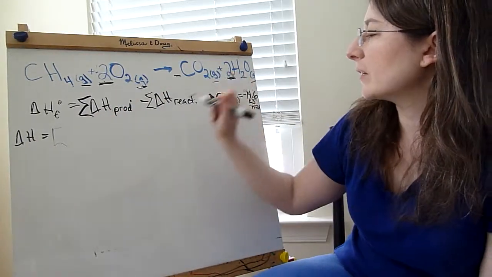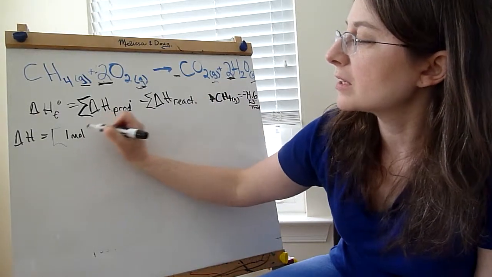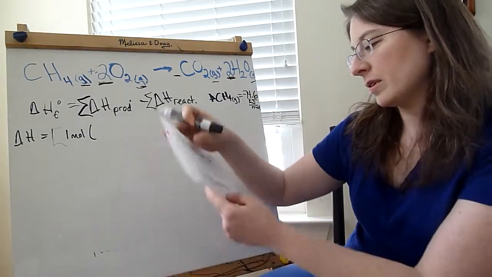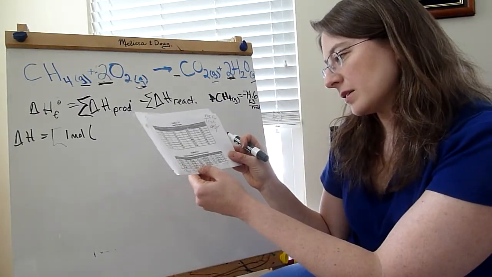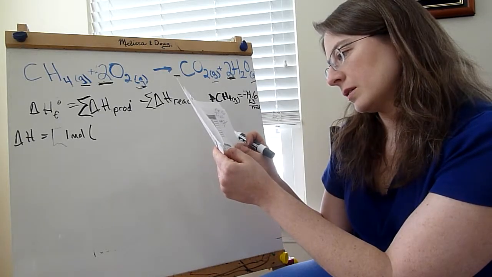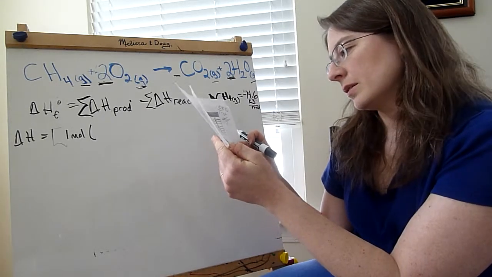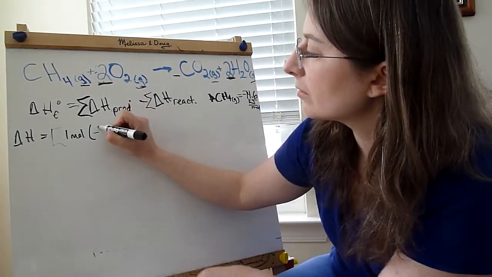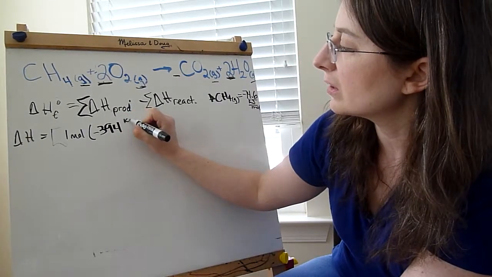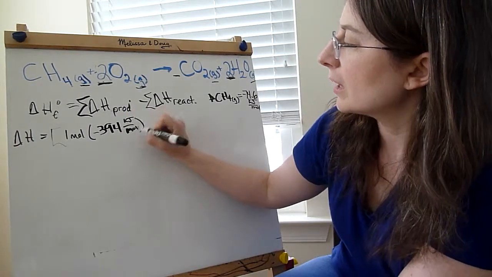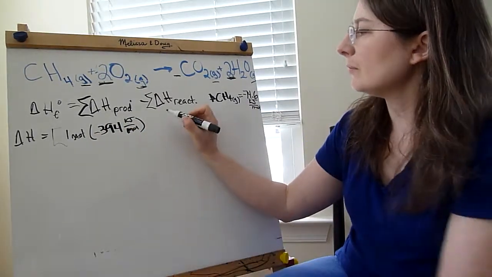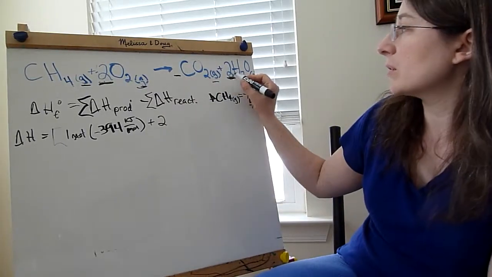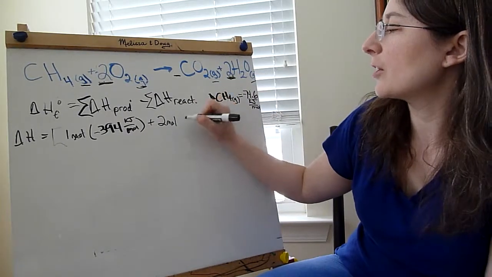So our two products, CO2 gas, we have 1 mole of CO2 gas times, and we look at the table, CO2 gas, oh there it is, good, negative 394 kilojoules per mole. Luckily our moles cancel there. And then we add up the other product, water vapor. So we have 2 moles according to the balanced equation of water vapor.